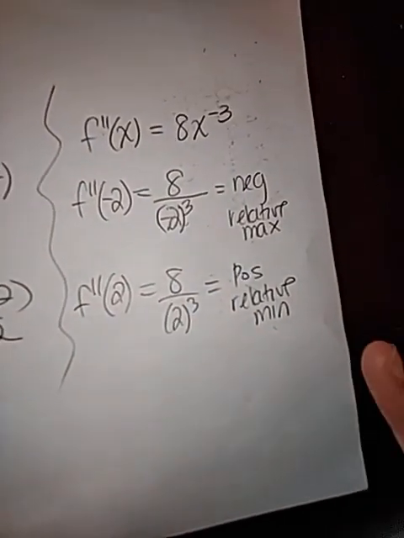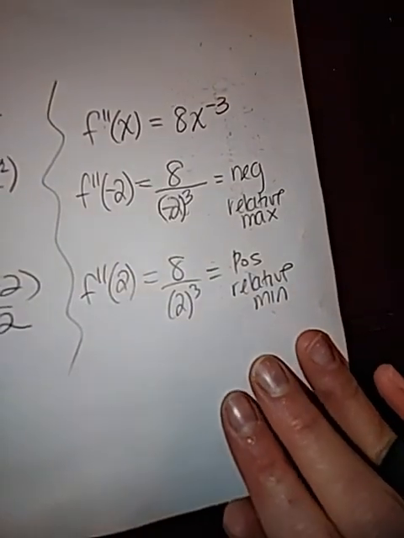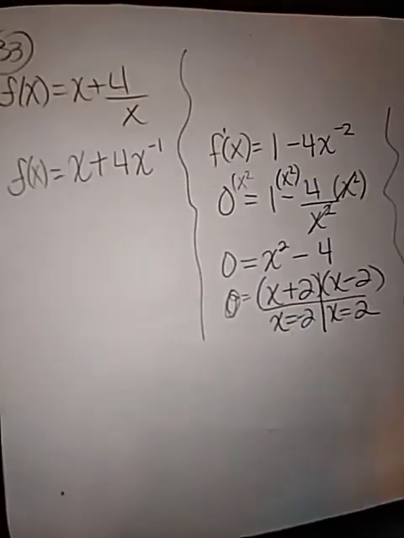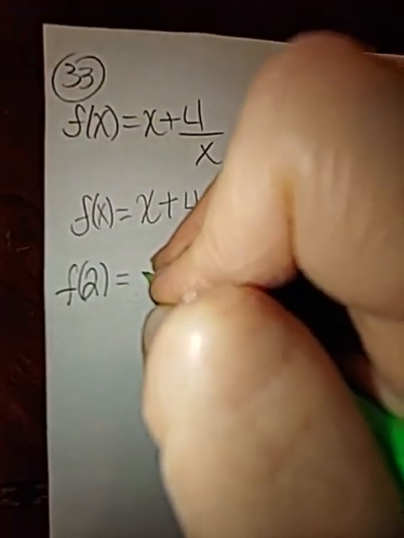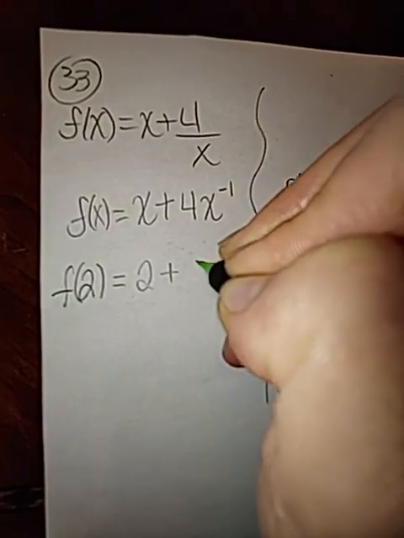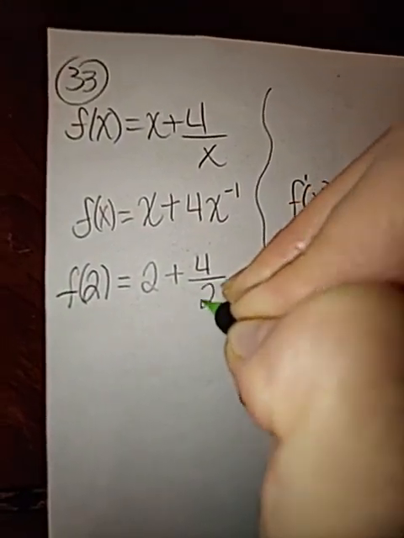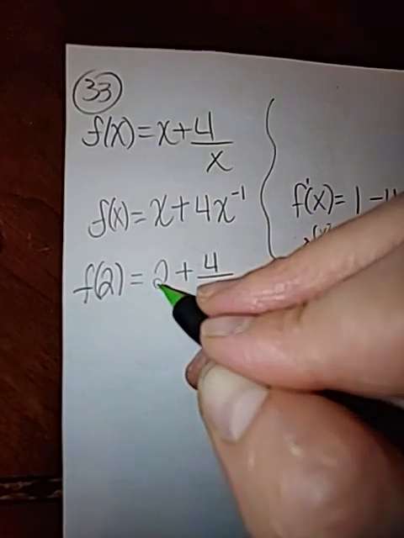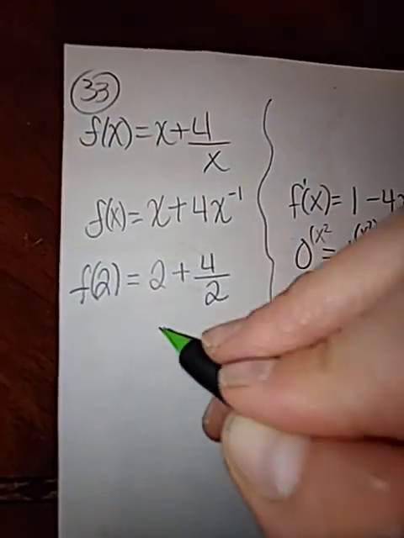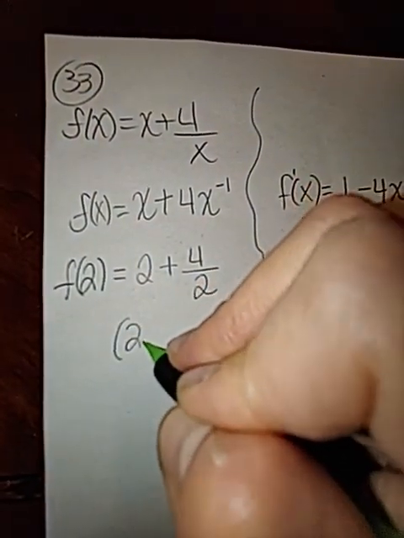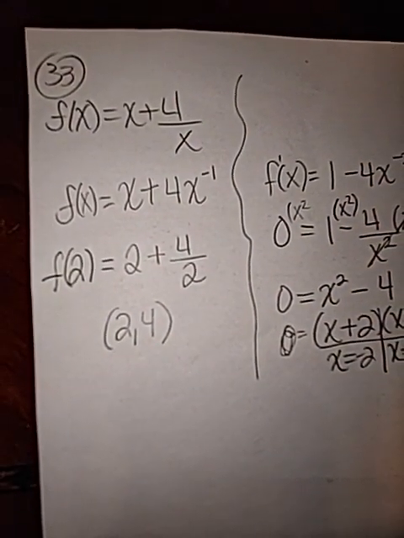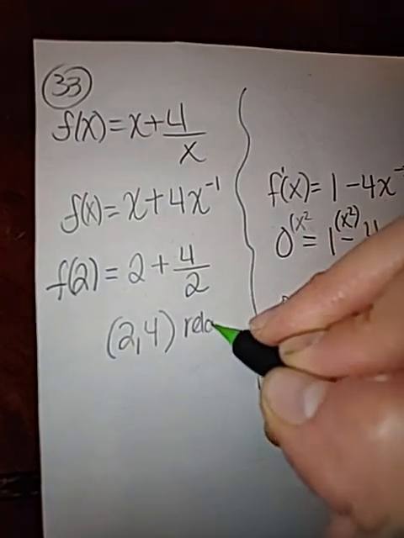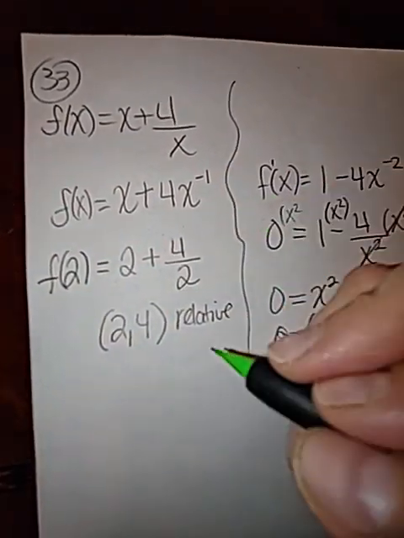Okay, so now I'm going to plug 2 and -2 back into the original function to find the relative minimums and maximums. Okay, so 2 plus 4 over 2. So this is 2 plus 4 over 2 is 2, so 4. So the first point I get is (2, 4). And (2, 4) is my relative minimum.